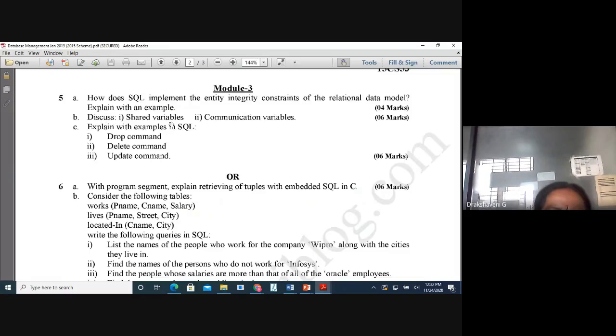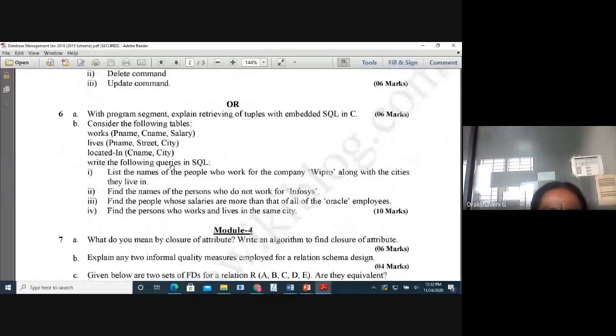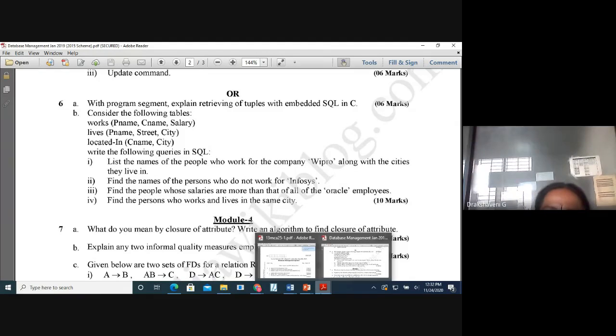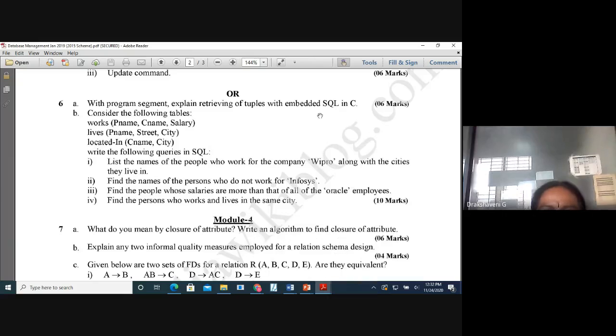Then discuss shared variables and communication variable. You have to explain about drop command, delete command, and update command. Then write a program segment that explains retrieval of tuples with embedded SQL in C. So we have seen how to include the SQLs, that is subqueries. So that you have to explain here.